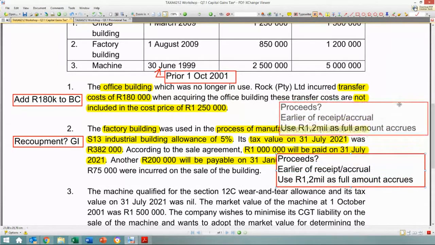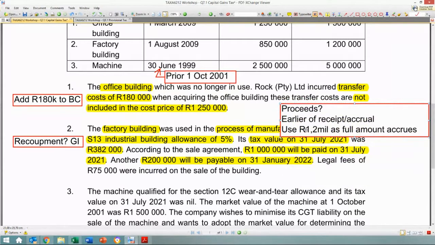Let me just move this up so we can read the rest of the information. Then they tell you we've got legal fees of 75,000 that was incurred in the sale of the building. Now, one of the additional expenses you are allowed to add to the base cost is legal fees. So we add the legal fees of 75K to our base cost amount. Okay, so this is how you are supposed to go through the information and identify where the information goes.